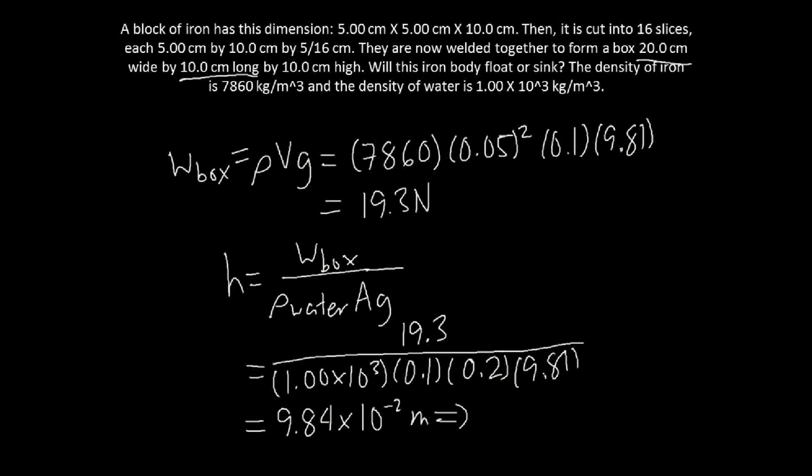And converting that into centimeters to look nice, it should be equal to 9.84 centimeters. Because the iron box is 10 centimeters high, it sinks to a depth of 9.84 centimeters, and it then floats. Okay, so in these examples that I have given you, the problems dealt with bodies submerged in water. But remember that Archimedes' Principle applies to all fluids.